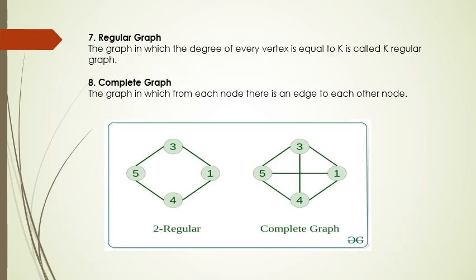Regular graph: a graph in which the degree of every vertex is equal to k is called a k-regular graph. Below we can see the diagram of a regular graph.